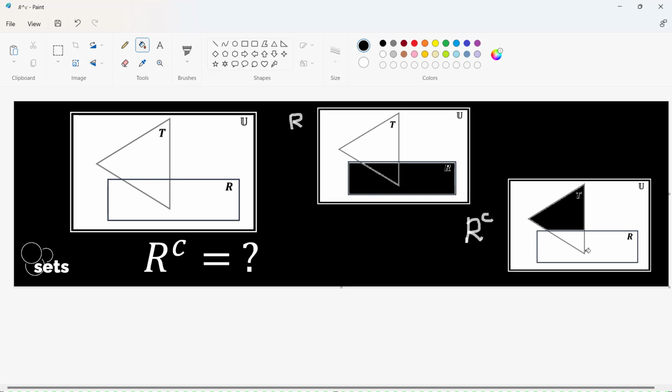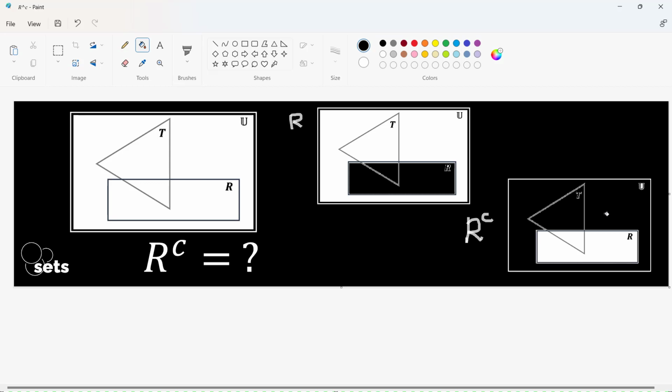Even if this is part of the triangle, it's inside, or it's part of set R, so we won't be shading that. The last part that we are going to shade is this entirety here, everything else outside the two sets. So by shading that, this is now our R complement.